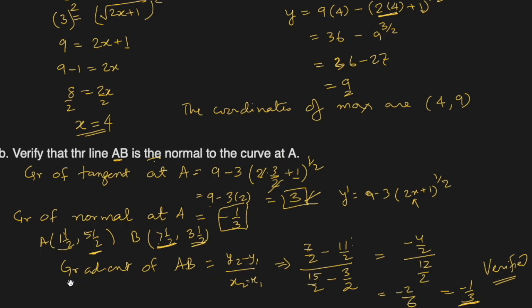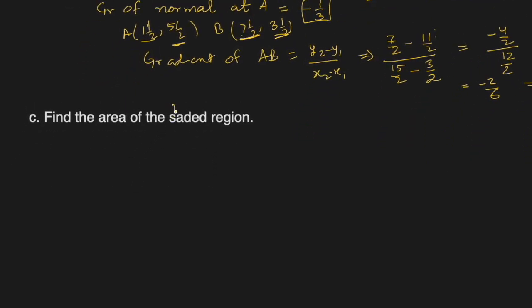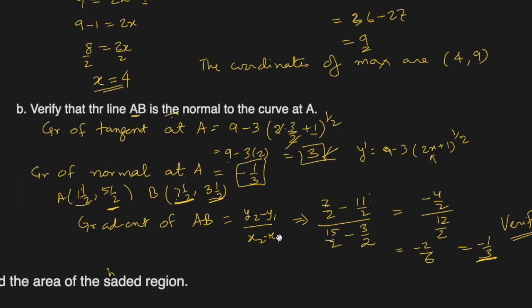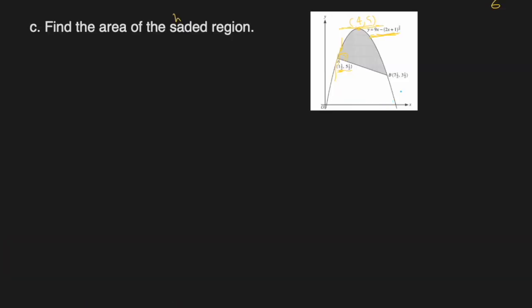Alright. Next, part C. Find the area of the shaded region. And let me copy the drawing here. Done that. So now let me plan how I will do it. I will find the area under this curve from this point to this point. And what will I get? I will get this shaded area plus the area which is white between these 2 points. This whole area I will get if I find the area under this curve from 1.5 to 7.5.